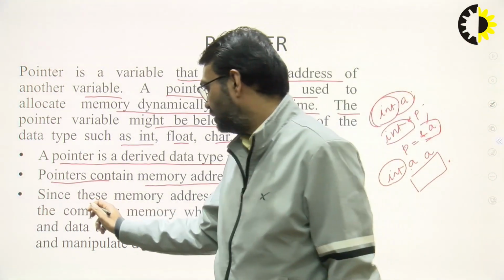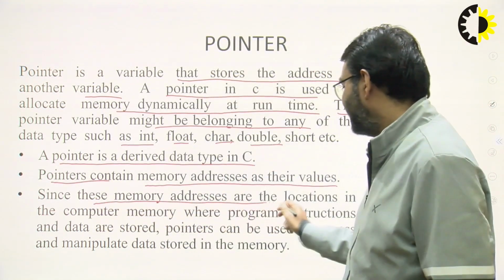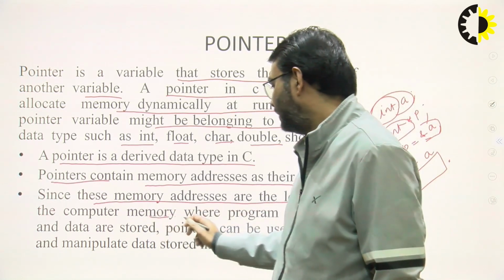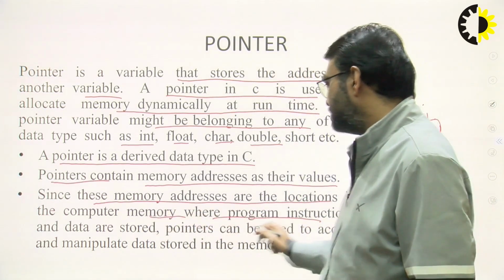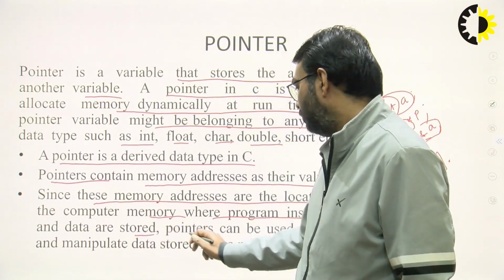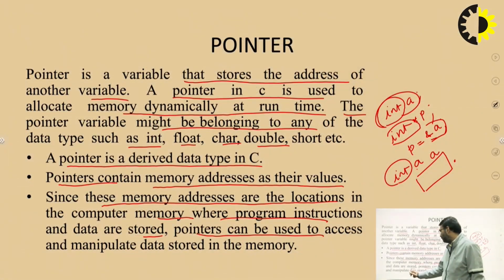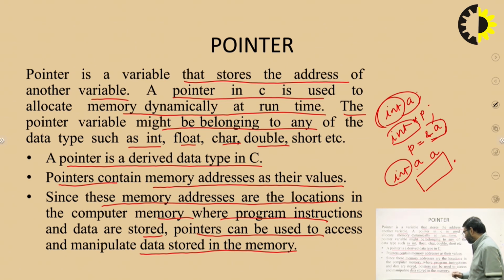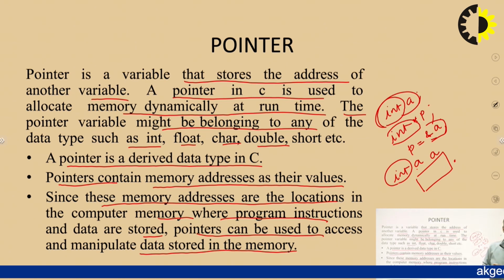Since these memory addresses are the locations in the computer memory where program instructions and data are stored, pointers can be used to access and manipulate data stored in the memory because they contain the address of another variable. So we can directly manipulate or perform different operations at these locations.